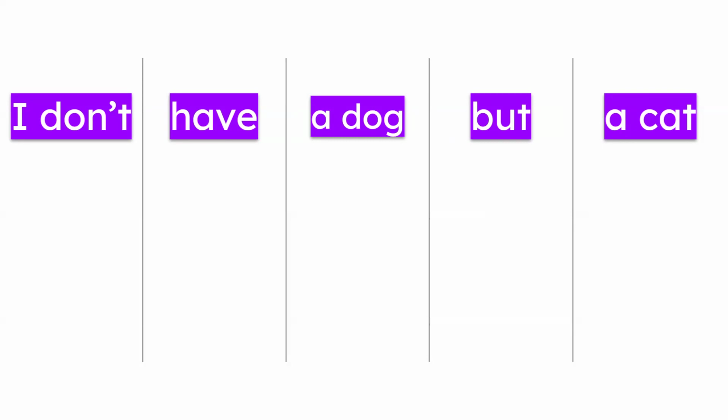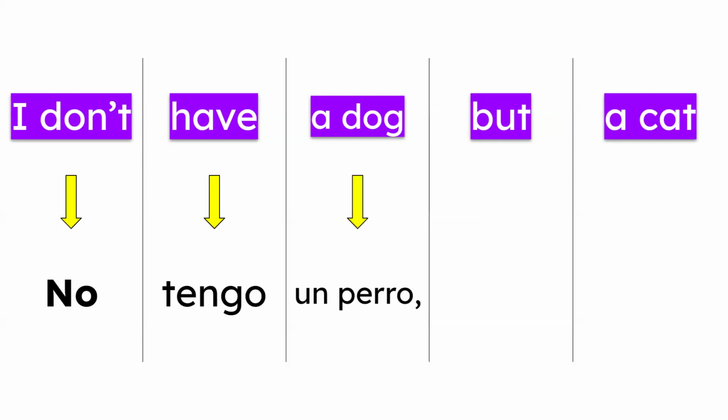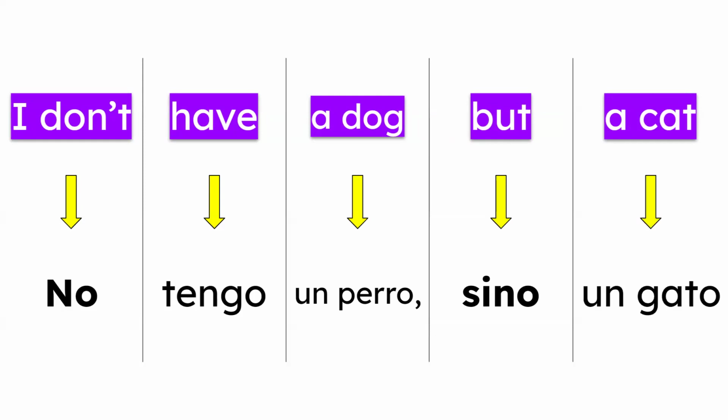Okay, how do we say this very simple sentence? Now you're ready, right? I don't is no, have, I have, no tengo, no tengo perro, a dog, no tengo un perro, but, sino, un gato. Excelente. No tengo un perro, sino un gato. I like cats better. Okay, say the phrase, please.